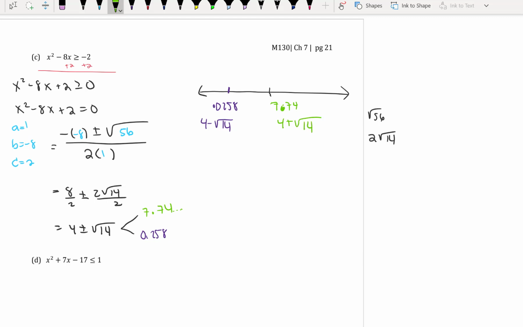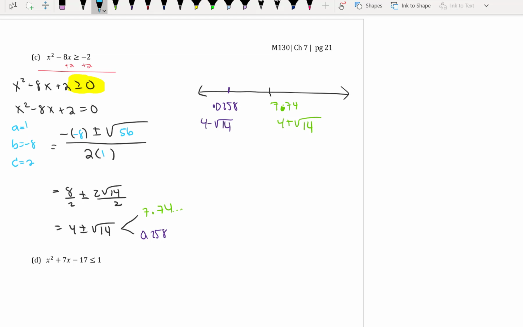Okay, so it's always nice to put the decimal approximations, so that way you know what you are plugging in for your values, okay? So now let's check some of these intervals. We are going to be checking for greater than or equal to 0, so we're looking for our positive intervals again, okay? So for here, let's plug in some values.